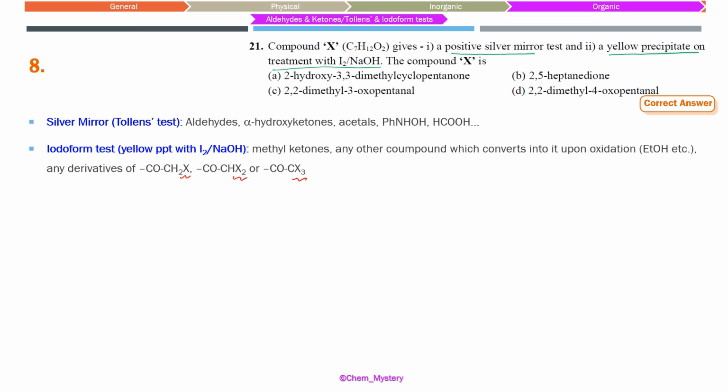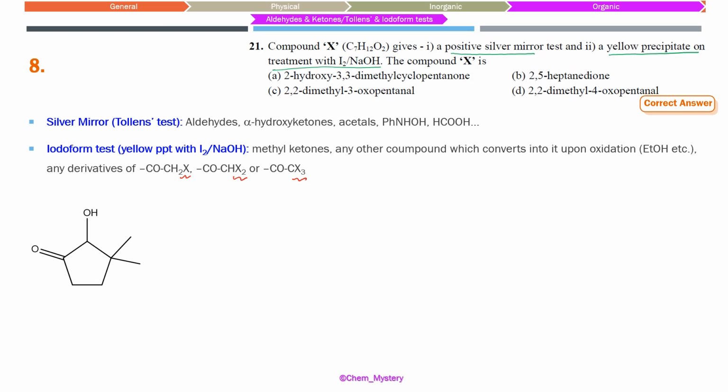We can have the possible iodoform test given. So let us see what we can think about these compounds which have been given. The first compound was 2-hydroxy-2,3-dimethyl cyclopentanone. What possibility do we see? Silver mirror test will be given or not, iodoform test will be given or not. We hardly see a possibility in any of these cases.